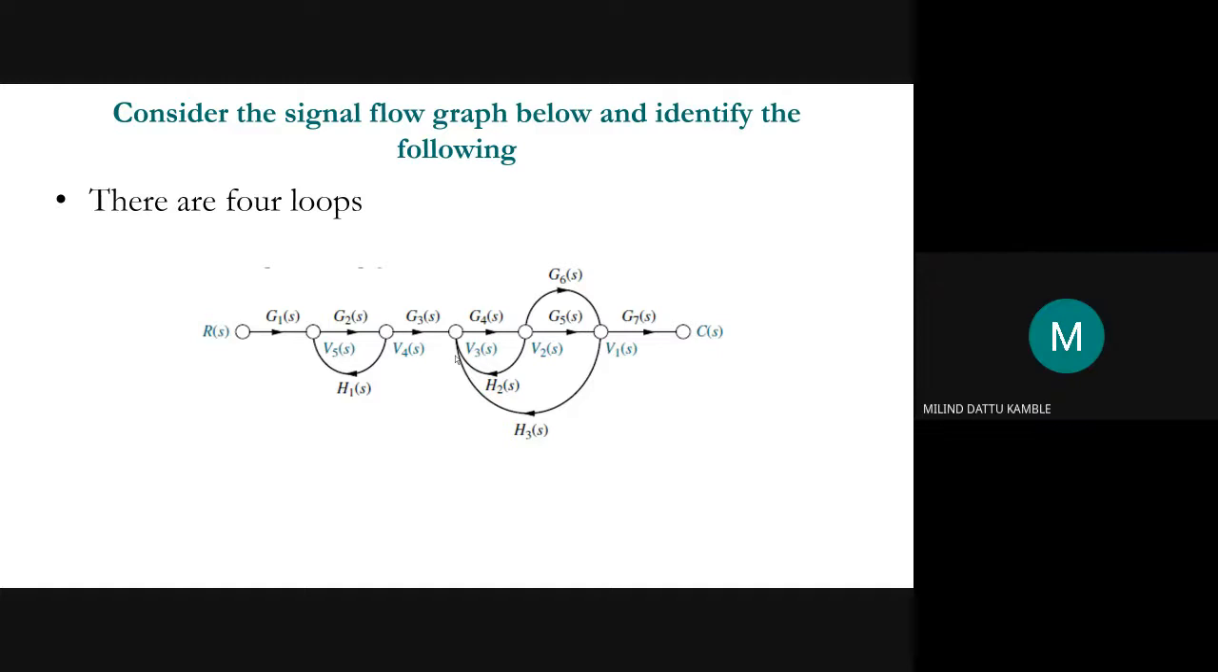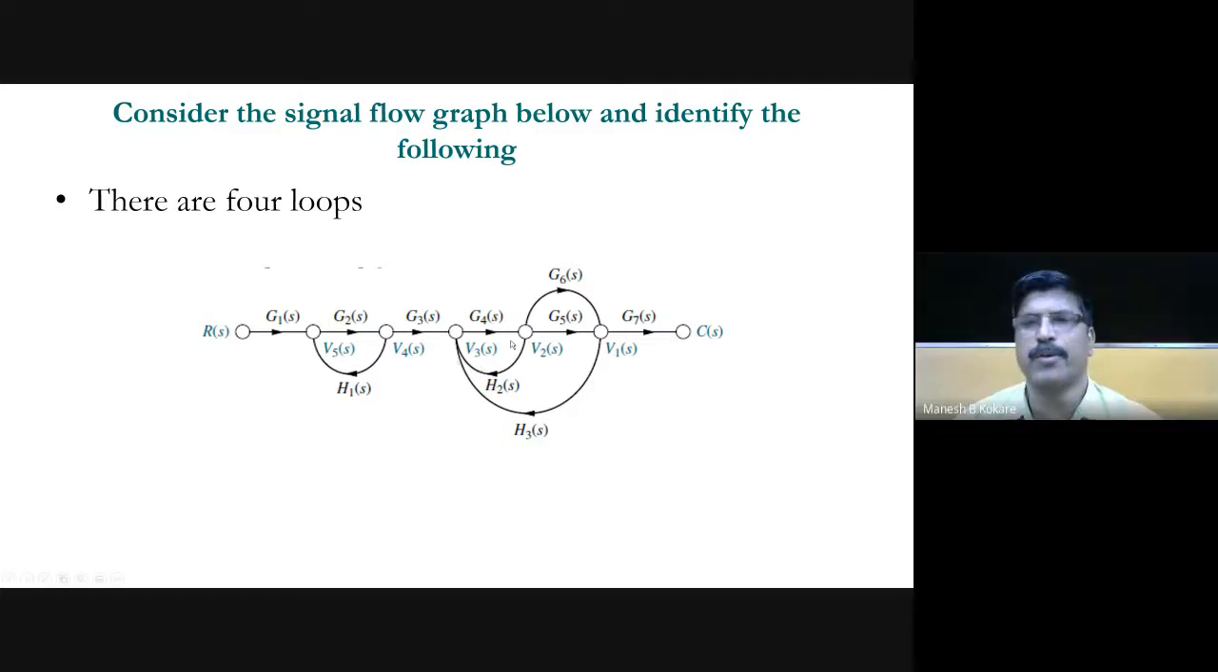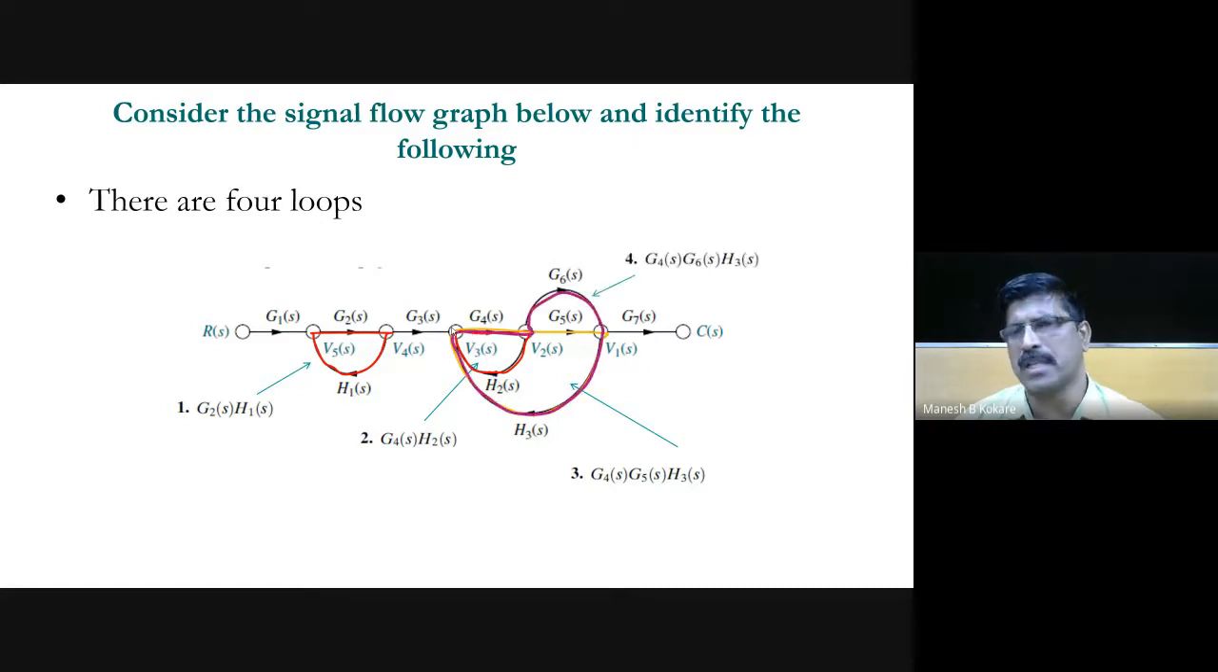Sir, G4, G6, H3. Very good. So this is G4, G6, and H3. So this is the fourth loop. So the loop gains are: first loop, G2 of S into H1 of S; second loop, G4 of S into H2 of S; third loop, G4 of S, G5 of S, and H3 of S; and fourth loop, G4 of S, G6 of S, and H3 of S.